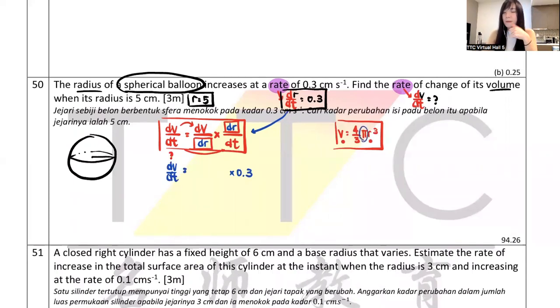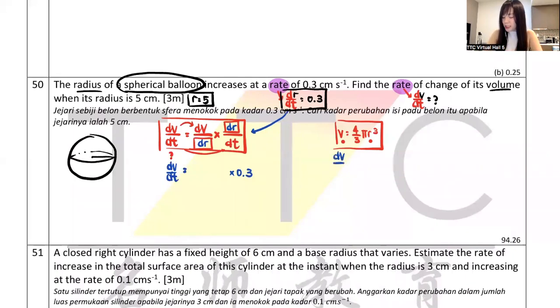Don't tell me, teacher, pi is also unknown. Pi is not unknown. Pi is 22/7 or 3.142. So pi is never a problem, okay, my dear. You do not need to change it to 22/7, you just write a pi there. No need to do anything, no need to touch it, okay.